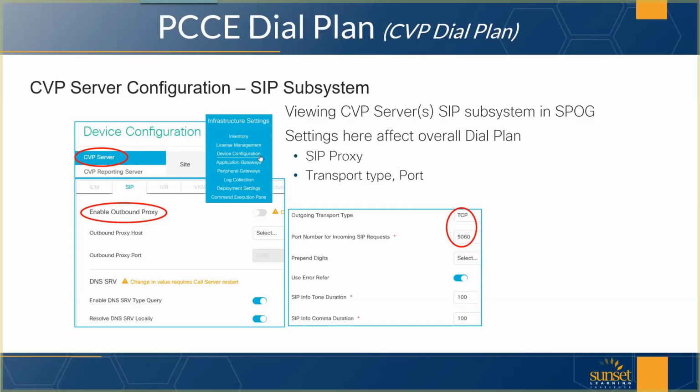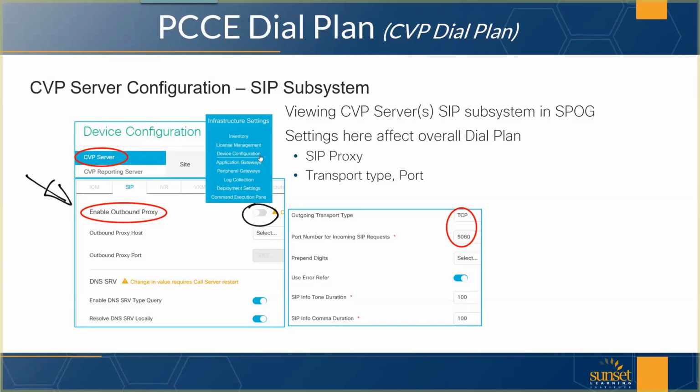Now, in earlier versions of CCE, we needed to go to our OAMP console to configure CVP. Here we're doing it all via the SPOG, in the infrastructure settings card, the device configurations, and there are some global configurations that we can create. For instance, firstly, do we want to enable outbound proxy? Yes or no? Tick that if we wanted to. Clearly, we're not in this screenshot.